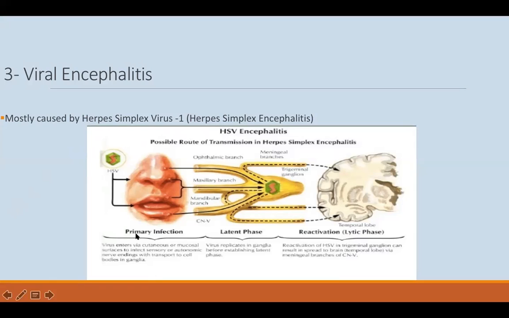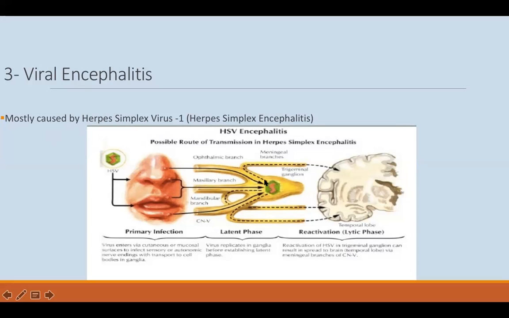How does the virus enter the body? It enters through any abrasion, cutaneous or mucosal surfaces, to infect sensory or autonomic nerve endings. And then, as we said, it ascends through the peripheral nerves to go and remain dormant in a ganglion. The ganglion is a collection of cell bodies. In cases of herpes simplex virus 1, it replicates and stays dormant in the trigeminal ganglia. And we call it the latent phase.